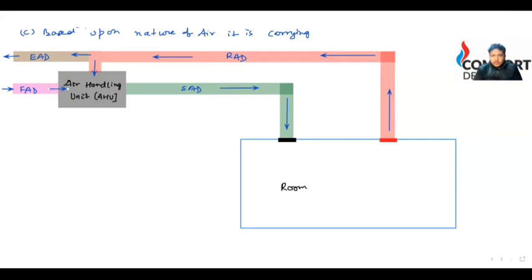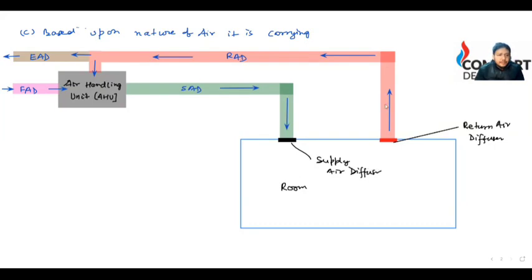So what exactly is this? This is your diffuser, return air diffuser. So what exactly happens here is that cold air is being supplied from here and it is taking the return air back from here. So basically there are four types of duct based upon the nature of air. If it is carrying air from your indoor unit to room, it will be your SAD, that is your supply air duct. This is your supply air diffuser.